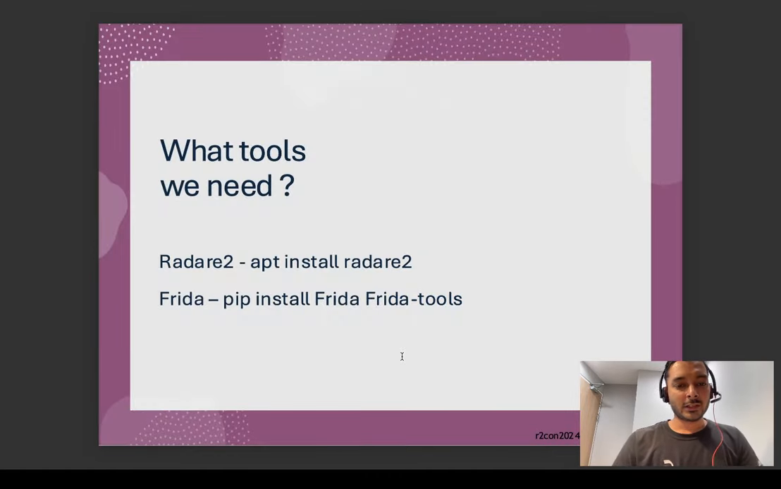In this talk, we need to get two tools. One is of course r2, which can be installed using apt. This is the generic command. It works fine on Linux, but on macOS it can be installed using brew, and on Windows it can be downloaded from GitHub, the direct binaries. And Frida can be installed on all platforms using pip.